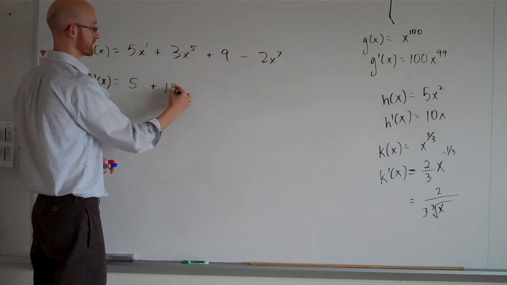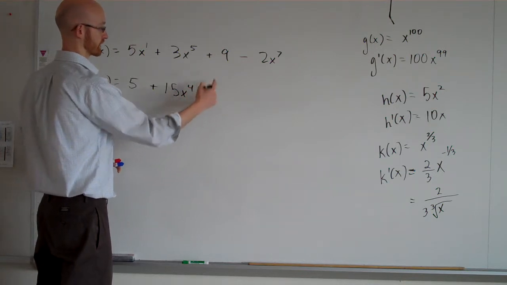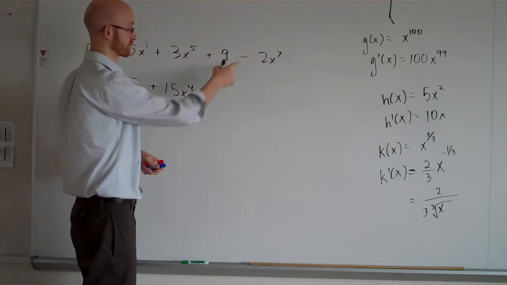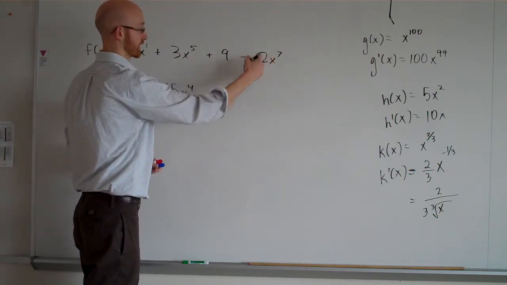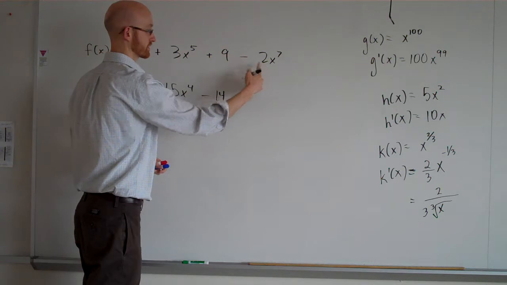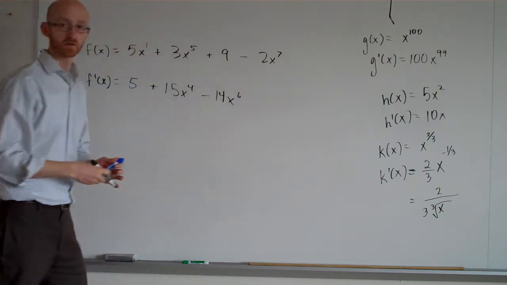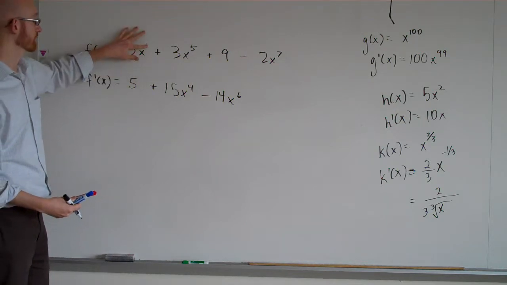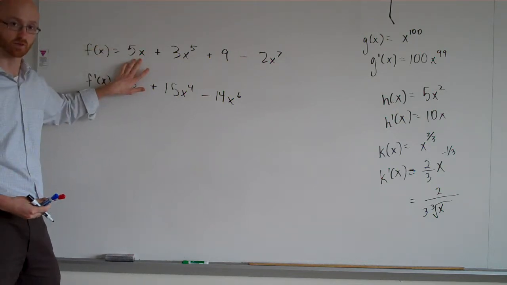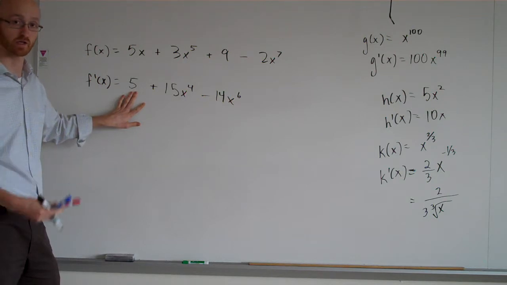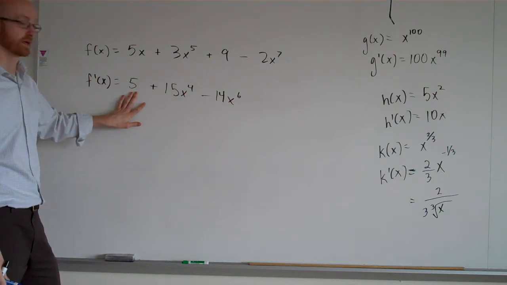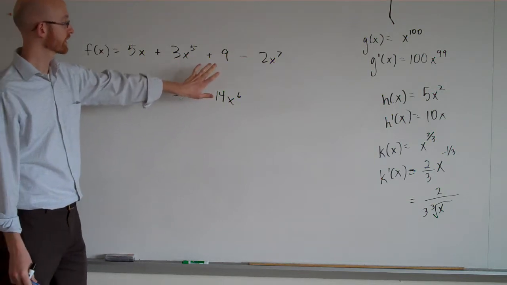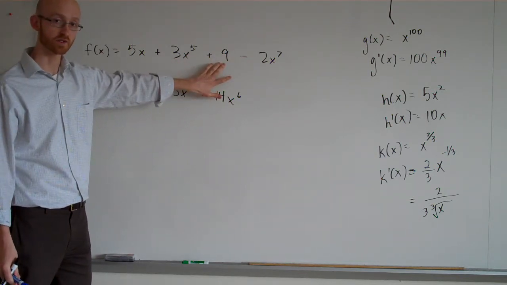This will be 15x to the 4th. Derivative of 9 is 0. It's a constant, we already proved that. And then subtract away 14, 7 times 2 is 14x to the 6th. Just a couple things to note here. One is this was a linear term, 5x, and we know its slope is 5, so of course its derivative will be 5. The fifth term went to the fourth. The constant term we've already proven went away.